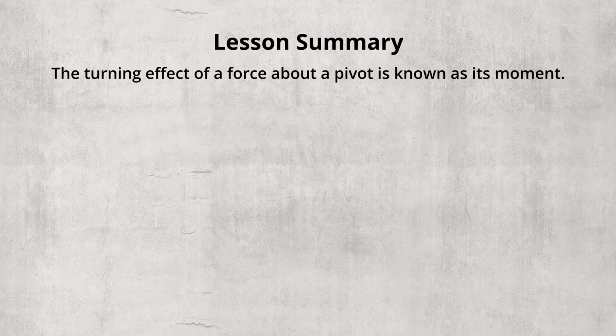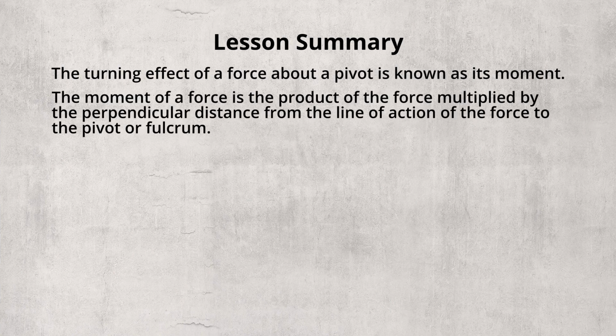Let's summarize what we have learned today. The turning effect of a force about a pivot is known as its moment. The moment of a force is the product of the force multiplied by the perpendicular distance from the line of action of the force to the pivot or the fulcrum.